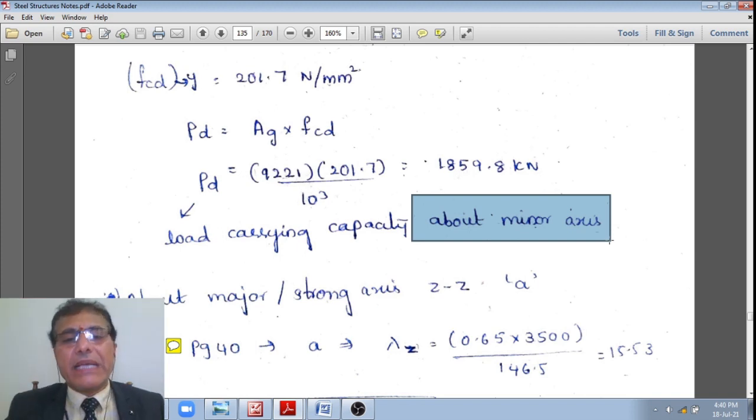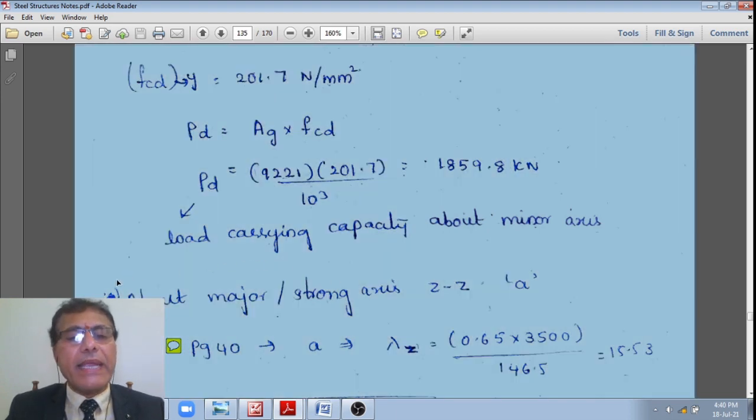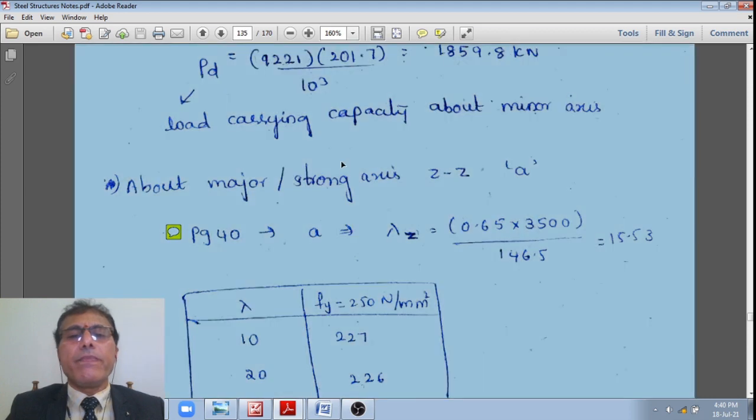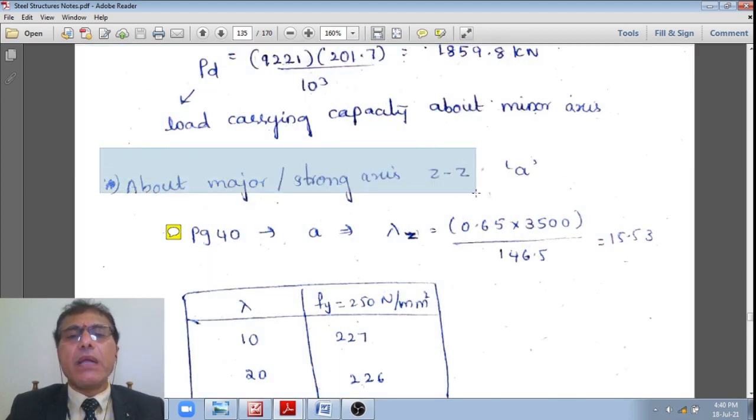Now let us look at the major axis. Obviously, about the major axis, the load carrying capacity is more, but nevertheless we'll see how much more, and we'll prove that from fundamentals also. However, about the major axis or strong axis, the buckling class is A.